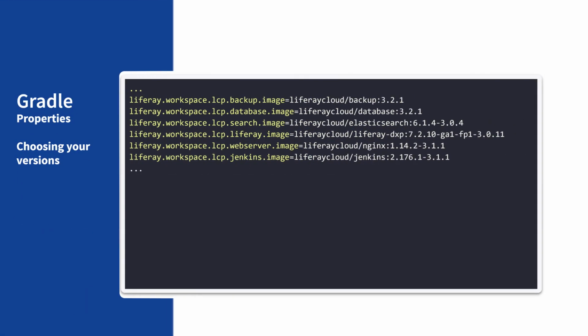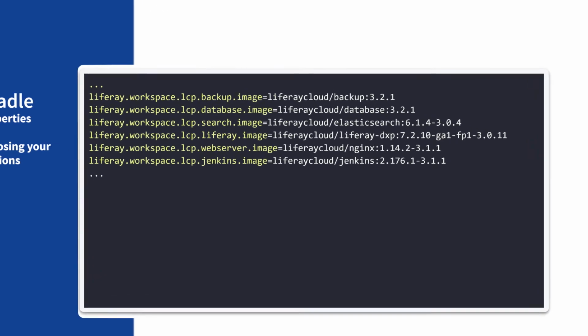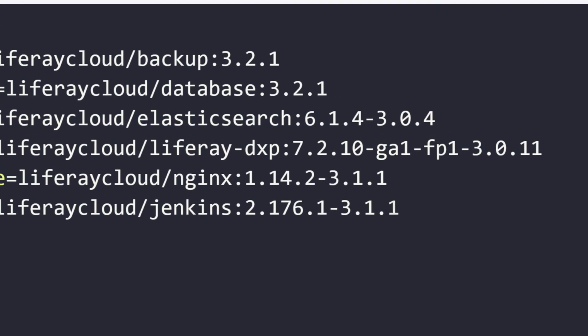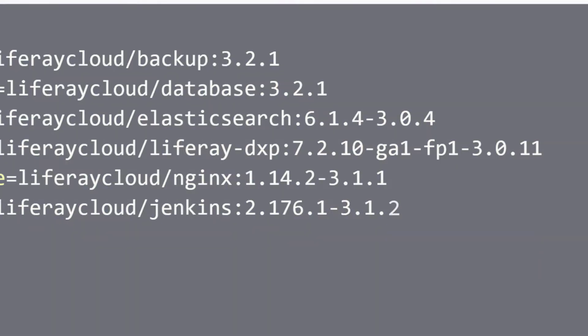The second file is the Gradle.properties file. The Gradle.properties file's main use case is to set the versions of the images in your DXP Cloud stack. Simply modify the numbers at the end of each line and redeploy to update. The images are updated regularly, and the version numbers are made available by the DXP Cloud team.